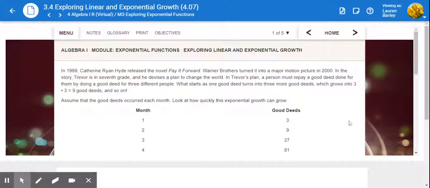Hey guys, we're here with lesson 3.4, Exploring Linear and Exponential Growth. So the opening here talks about a movie called Pay It Forward, where a little boy wanted to do good deeds for people, and then the people he did good deeds for, he wanted them to pay it forward.